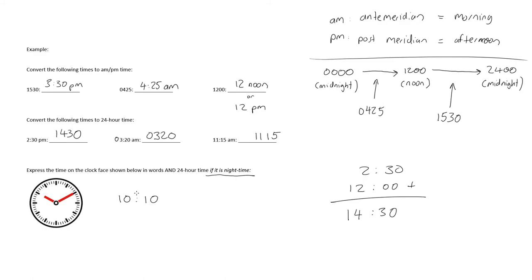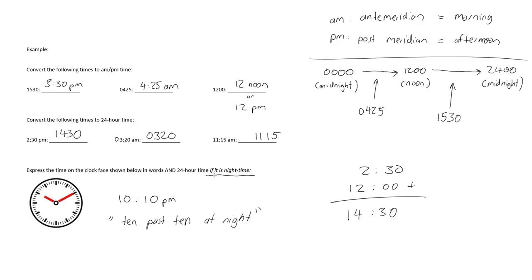Okay, now it's asking us to tell us in words. So in words, you would say 10 past 10. And it's telling us if it is night time. So 10 past 10 at night would be our sentence in words. Okay, 10:10, well it's night time, so the way we would write it here would be 10:10 p.m.